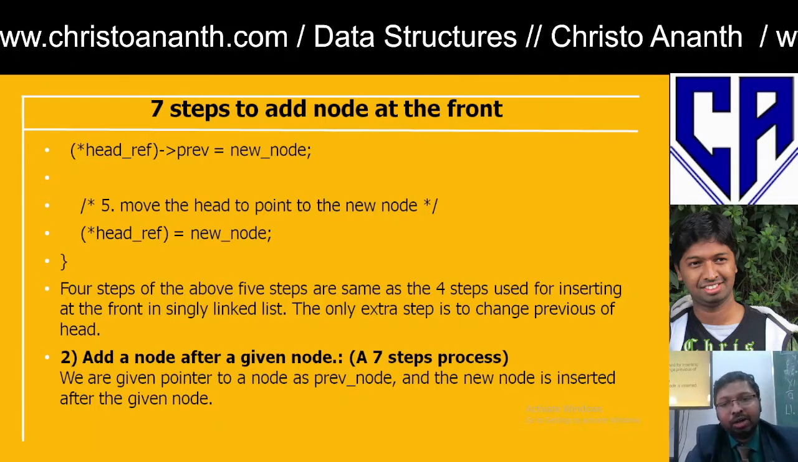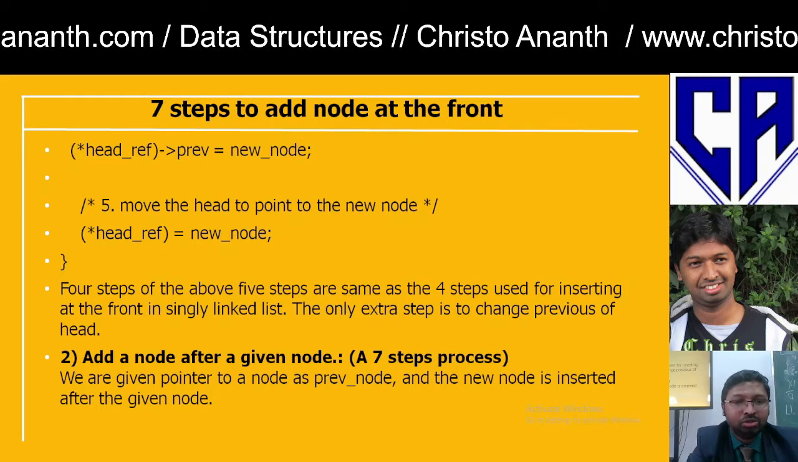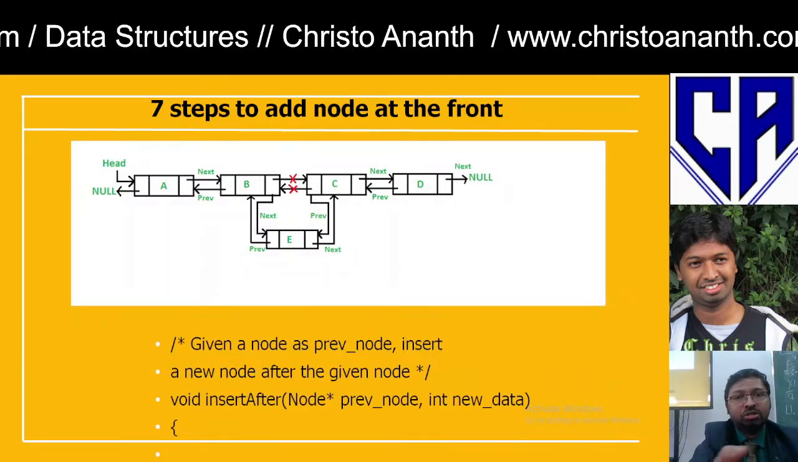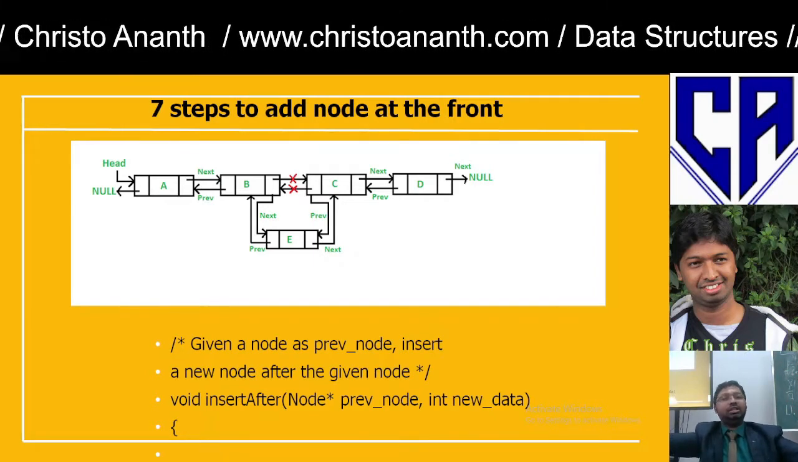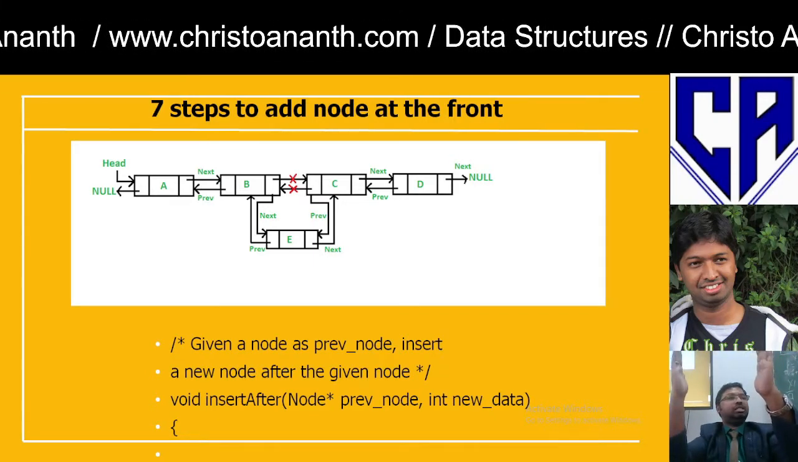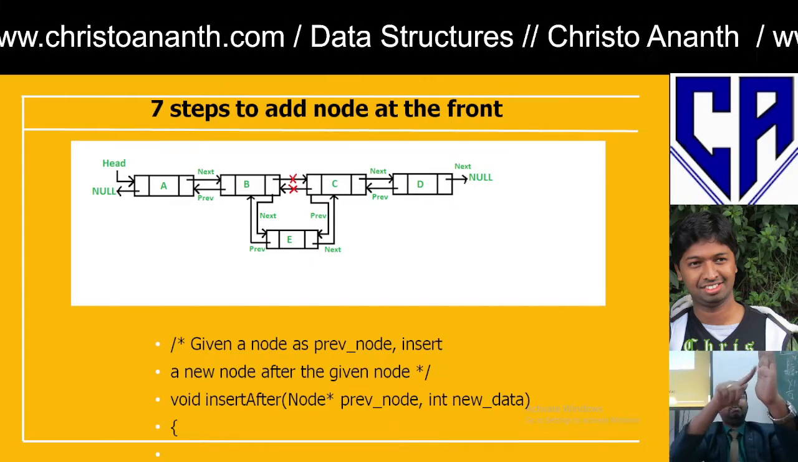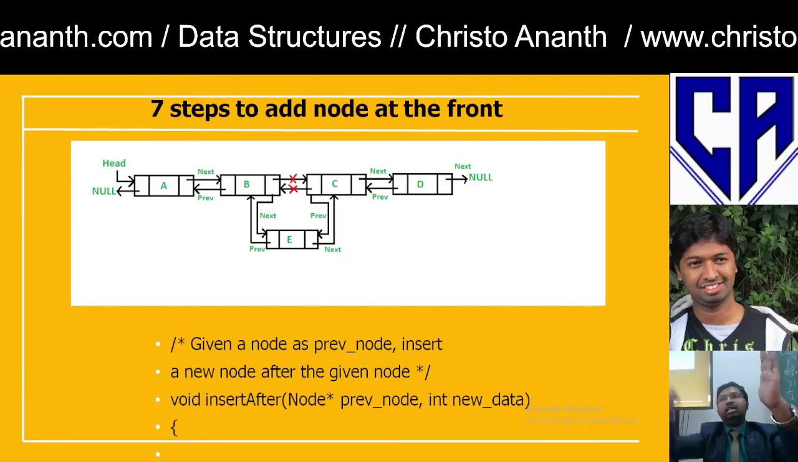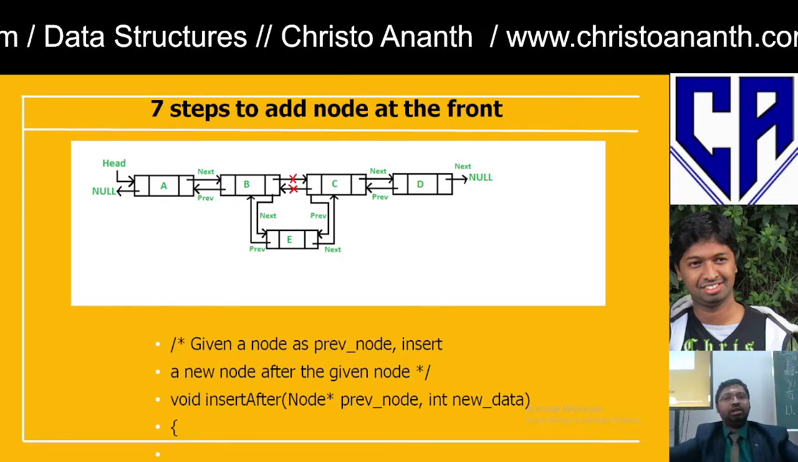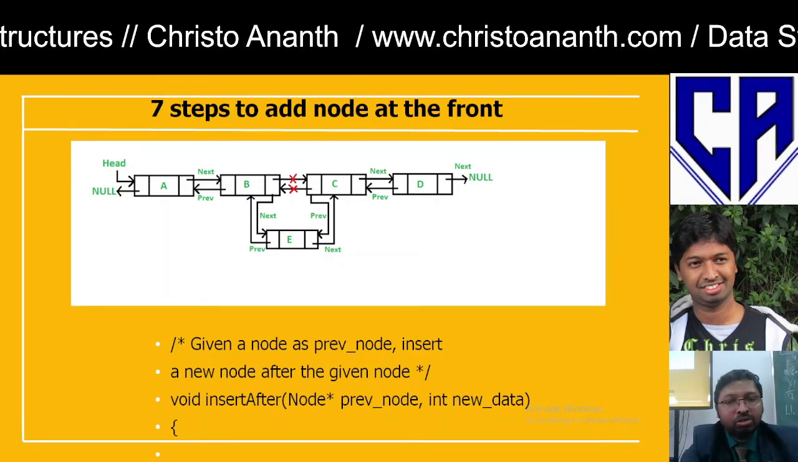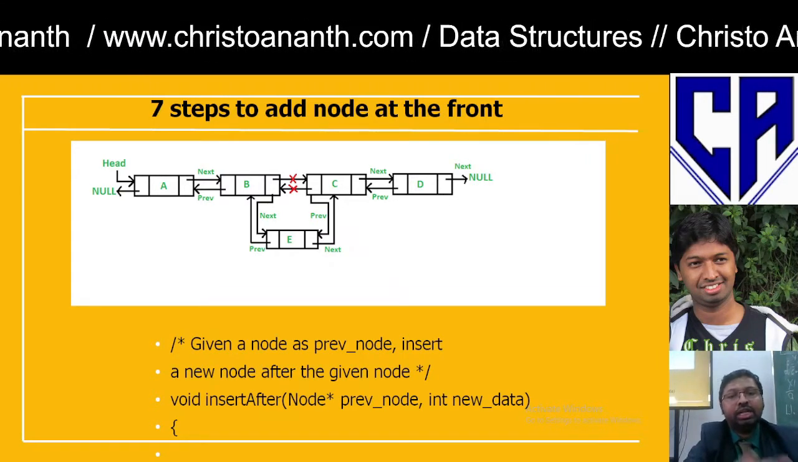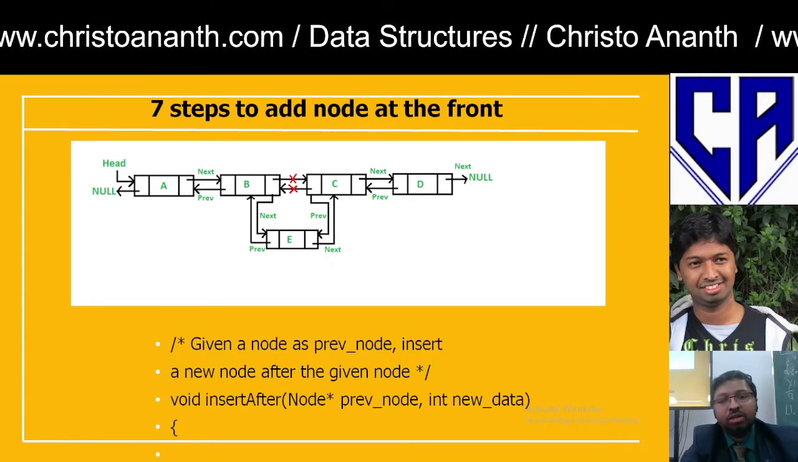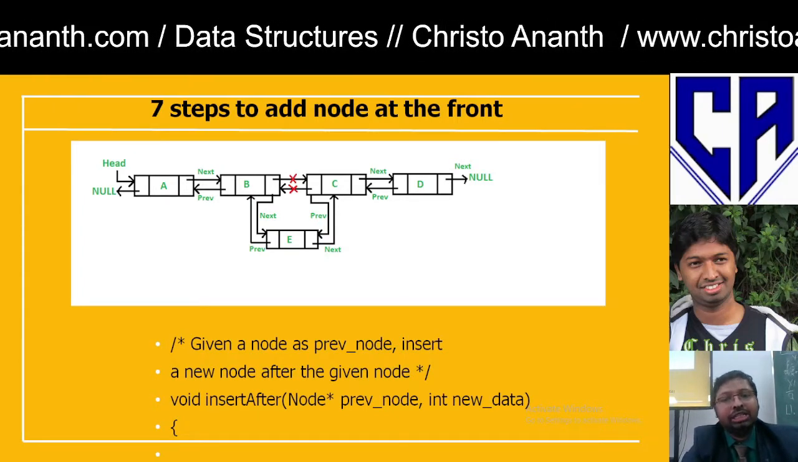So we are given a pointer to the node as the previous node, and the new node is inserted after the given node. So here you have A, B, C, D. There is no communication between B and C, but instead from B it is going to point to E and E to C and D. So given a node as a previous node, you insert a new node after the given node. So void insertAfter(node* previous_node, int new_data).